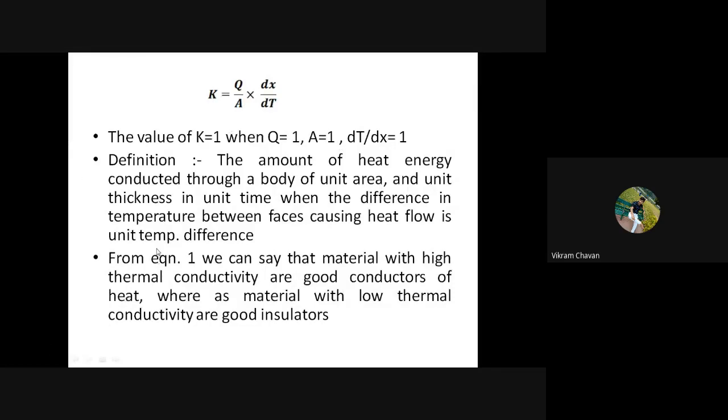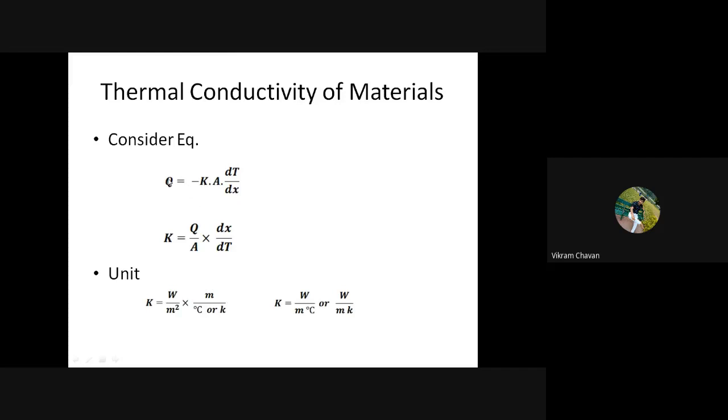Now, from equation number 1, which we considered previously, we can say that materials with high thermal conductivity are good conductors of heat, whereas materials with low thermal conductivity are good insulators. How have we justified this statement? This is our equation number 1: Q is equal to minus K multiplied by A multiplied by dT divided by dx. Now if the K value increases, the Q value will be higher.